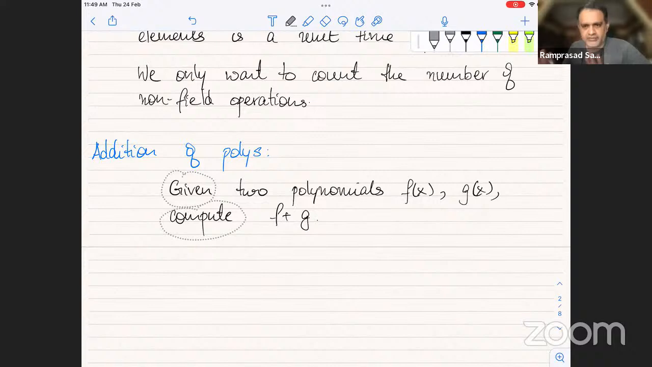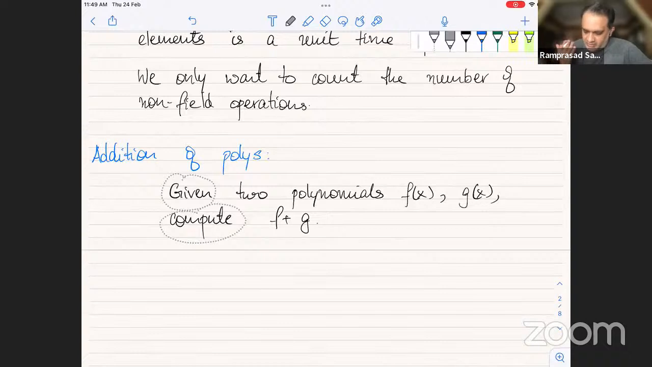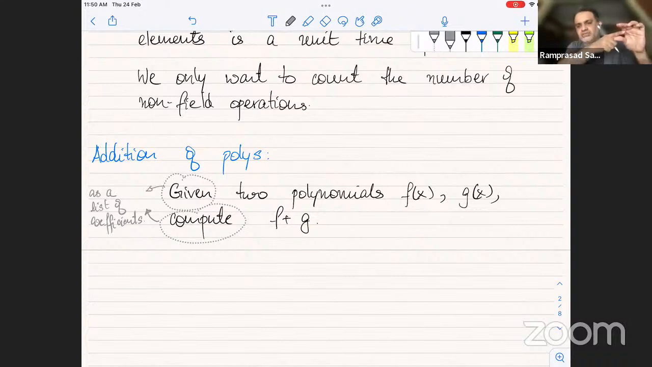And again, for now, we will assume the most natural way of saying this, which is that both of them are given as a list of coefficients. Think of it as an array that is provided to me. That's what the input looks like. The array is going to say, this is the coefficient of x to the 0, x to the 1, x to the 2, and so on, till x to the d. I'm given something like that for f and something like that for g, and I'm expected to return something like that for f plus g. So this is the model that we are currently interested in.